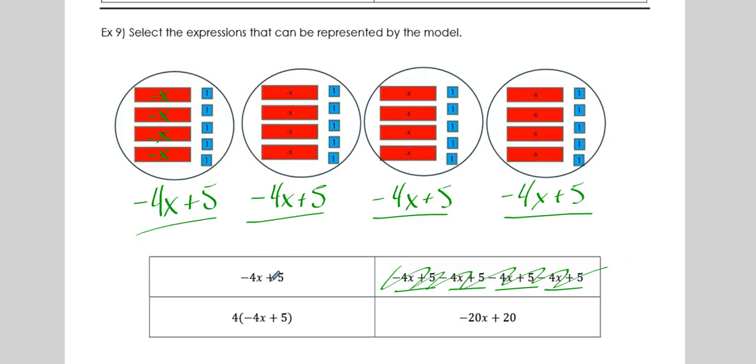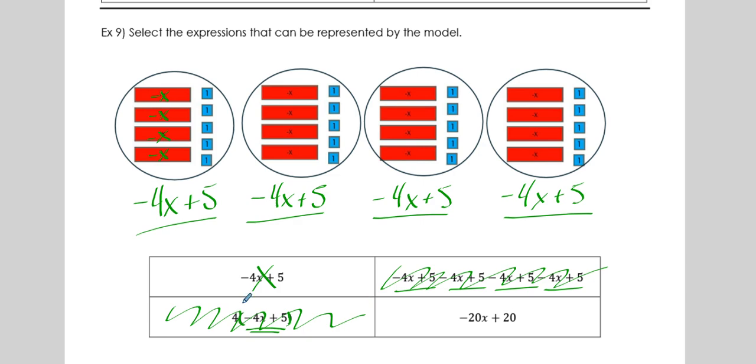This one is just showing it one time. That can't be it. It needs to show it 4 times. That represents one of the circles, but not the entire model there. This is a simpler way to write it. It's saying we have that expression, this negative 4x plus 5, and we're multiplying it times 4. We have 4 of those expressions. That's exactly the same thing as writing it out as a big addition problem.